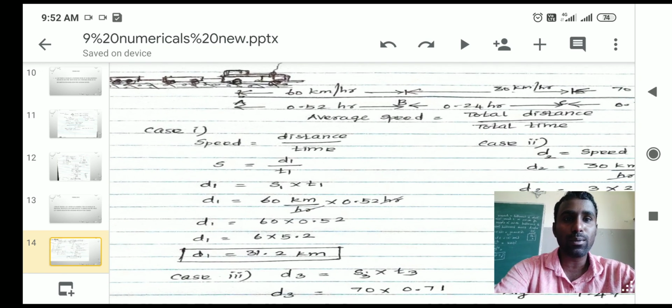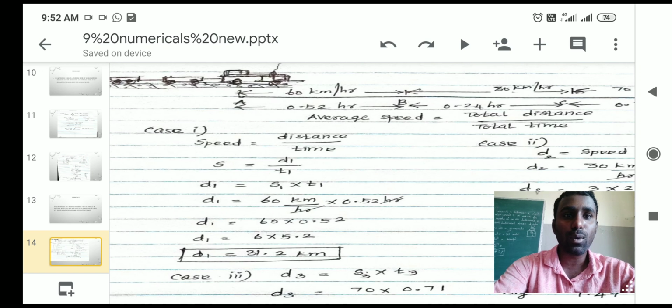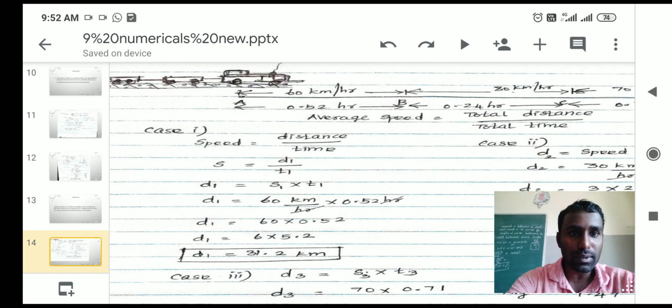First case, speed equals distance divided by time, speed equals D1 divided by T1. So distance equals speed into time. S1 represents the first case, that means A to B. So D1 equals 60 km per hour into 0.52 hour. So the hours cancel. The remaining value to multiply is 60 into 0.52. So if you multiply, that means 6 into 5.2, for one decimal point, 10 cancels. So D1 equals 31.2 km.